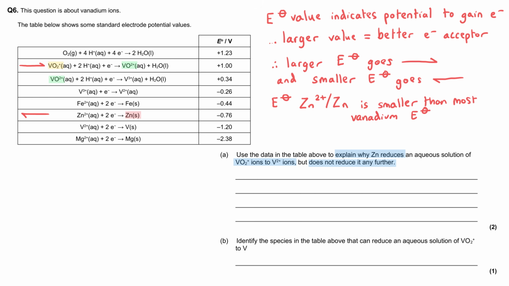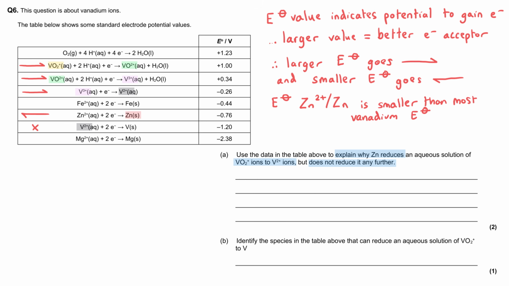Then, with vanadium and a lot of transition metals, we have to look further at other half equations. The VO2+ can also be reduced to V3+ because that electropotential is still greater than minus 0.76. And then the V3+ appears as a reactant in the next half equation, and that electropotential is still larger than minus 0.76. But then the V2+ cannot get reduced to V because of that difference in electropotential values.